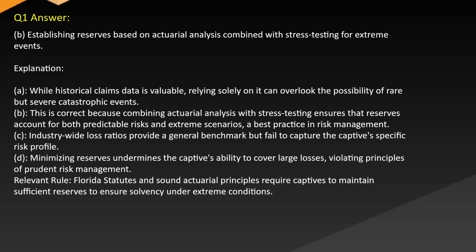Answer: B. Establishing reserves based on actuarial analysis combined with stress testing for extreme events. Explanation: A. While historical claims data is valuable, relying solely on it can overlook the possibility of rare but severe catastrophic events. B. This is correct because combining actuarial analysis with stress testing ensures that reserves account for both predictable risks and extreme scenarios, which is best practice in risk management.